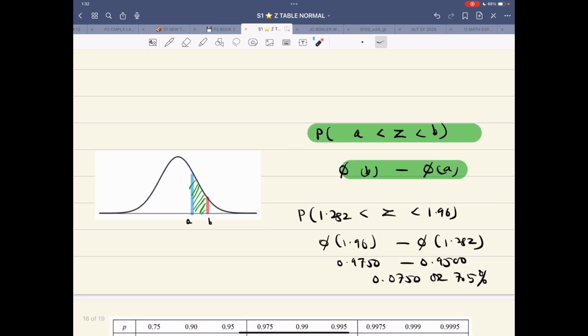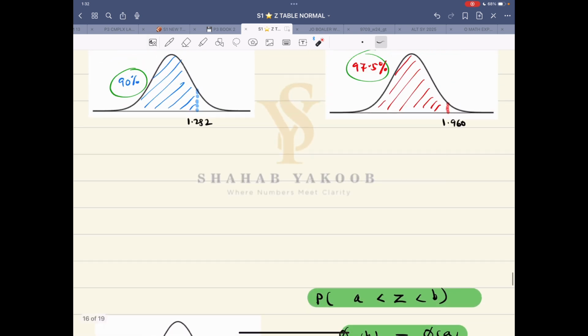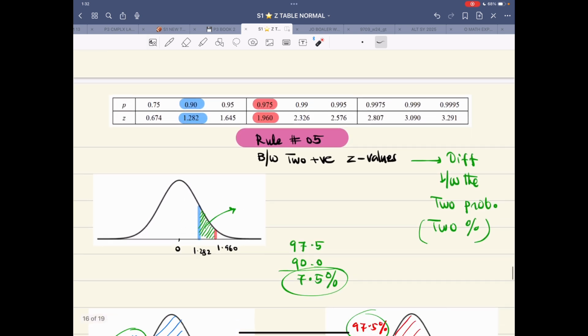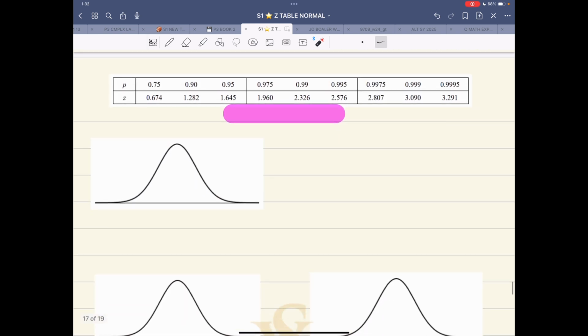That's how it's supposed to be done. That's how proper statistics, normal distribution is to be taught. This thing is all done, all clear. So rule number 5 is done. Now let's focus on rule number 6.